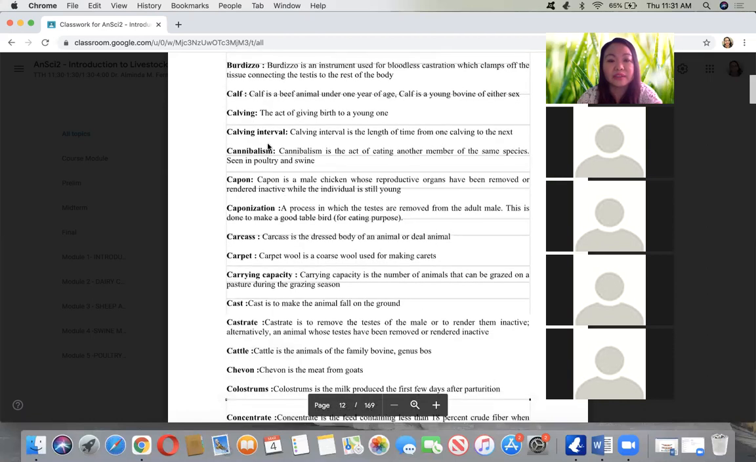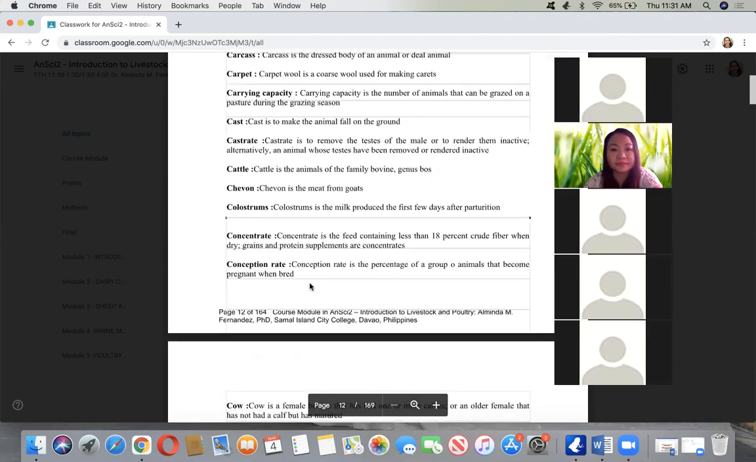Calving interval is the length of time between calvings. Cannibalism is when animals eat other members of the same species. Capon is a male chicken whose reproductive organs are removed, and caponization is the process. Carcass is the dressed body of an animal. Carpet is the wool. Carrying capacity is the number of animals that can be grazed. To cast is to make the animal fall on the ground. Castrate is to remove the testicles.